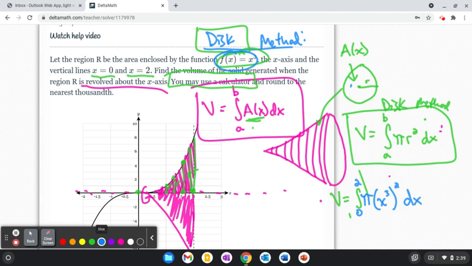Our radius is just the distance from the x-axis up to the function that represents our radius, so it's just the function x cubed. We're going to type this into the calculator. You could do this pretty easily without a calculator, but it says we can use one, and on the AP test, if you can use it, then use it because it'll save you time.